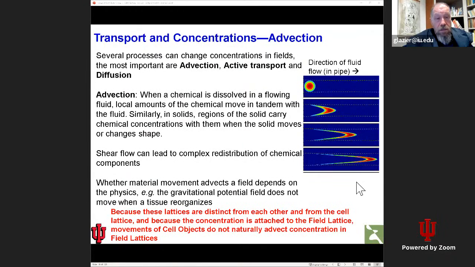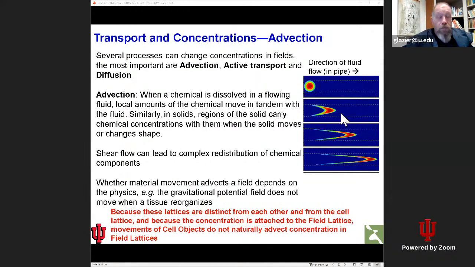There are many ways that chemicals can be moved around in a cell. We are only really going to be able to address one of them, which is diffusion. And so I will just very quickly alert you to the fact that there are other kinds of transport in cells. One of them is advection. If you have a flow, then chemical concentration is carried by the flow.